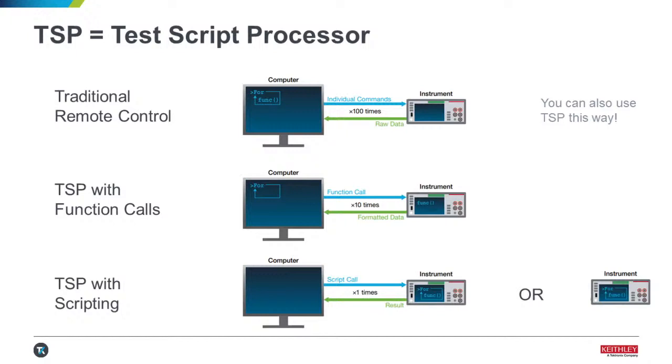So that moves on down to level 2, where we have TSP with function calls. Maybe you put a function on the instrument, and then instead of sending all those commands one by one, you're just calling that more complex function. And then finally, there's TSP with scripting. When we talk about scripting, that means a more complete test, or perhaps you're doing something a little bit more complex, or even having the instrument operate by itself without having a computer communicating to the instrument at all.